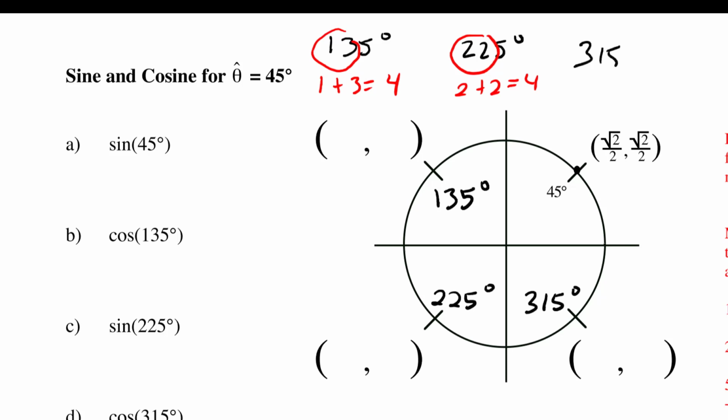This is a way that you can tell if an angle is related to 45 degrees or not. Kind of interesting. Even at 315 degrees, we add the 3 and the 1. 3 plus 1, of course, is 4. Again, 45 degrees is what it's equivalent to, or the theta hat value.